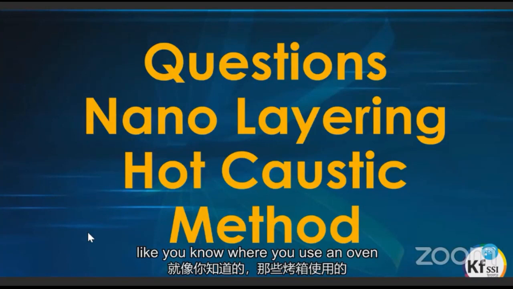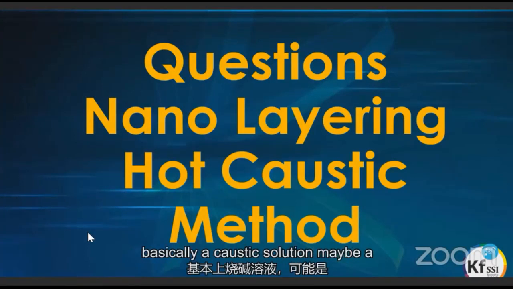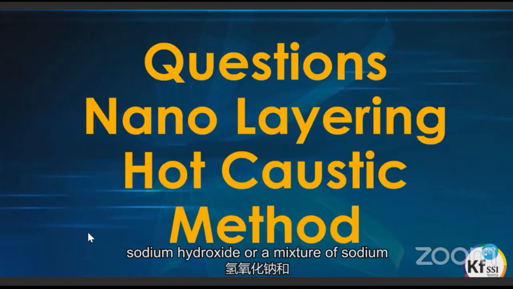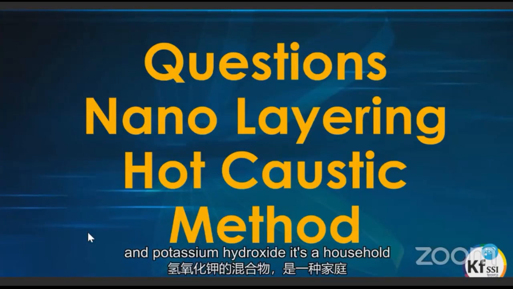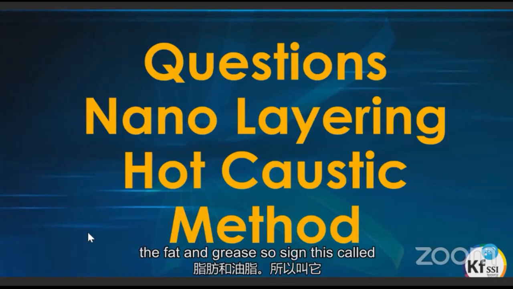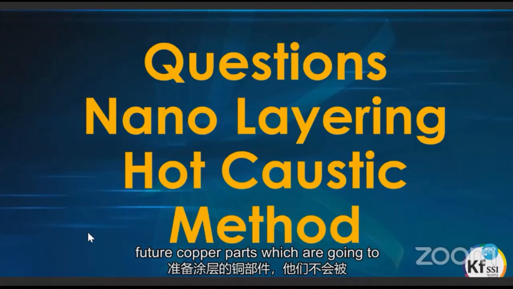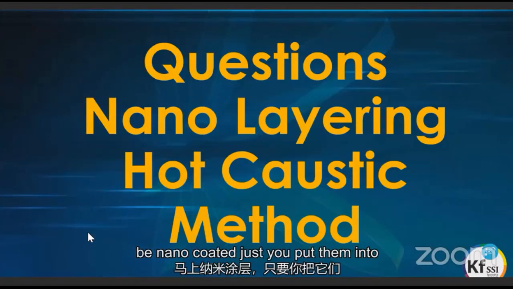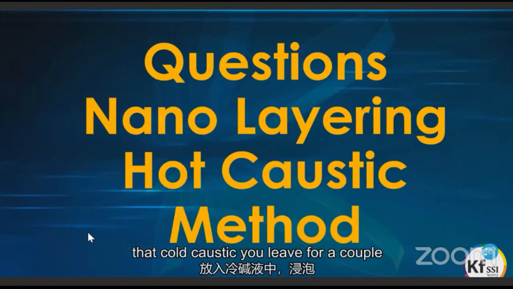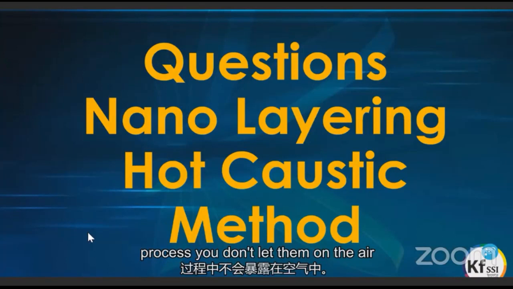Like, you know, where you use an oven cleaner or a barbecue cleaner, which is basically a caustic solution, maybe sodium hydroxide or a mixture of sodium and potassium hydroxide. It's a household cleaning, and you see it dissolves all the fat and grease. So same, this cold caustic can be used to clean your future copper parts which are going to be nano-coated. You put them into that cold caustic, you leave for a couple of hours, and immediately from there you put them immediately into the hot caustic process. You don't let them on the air.